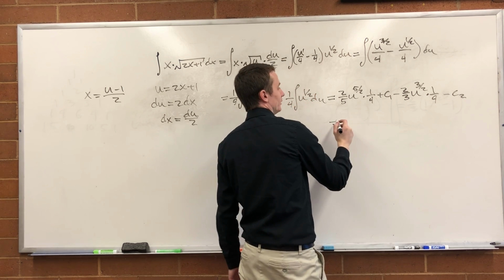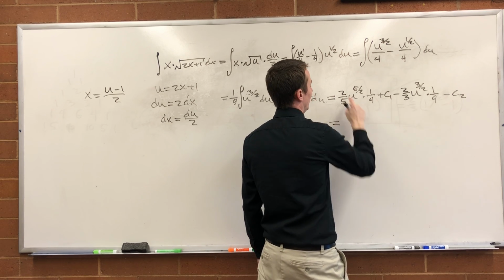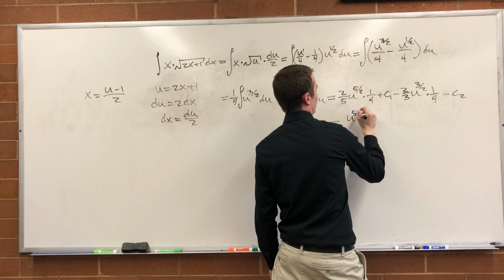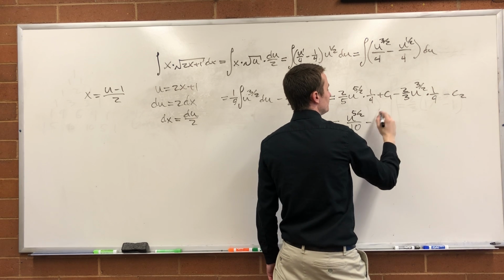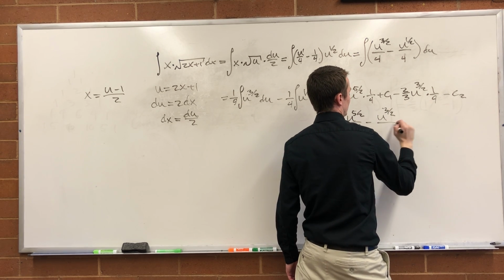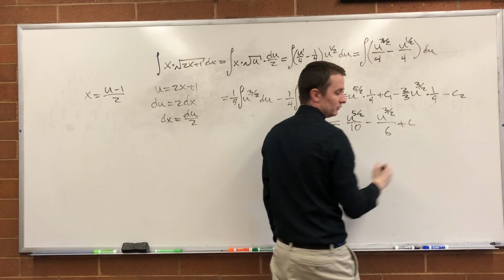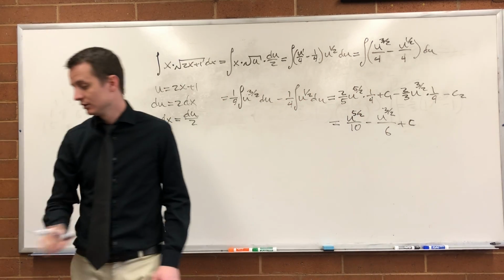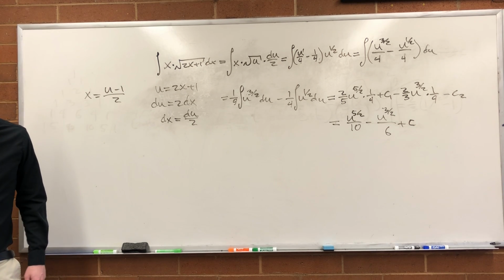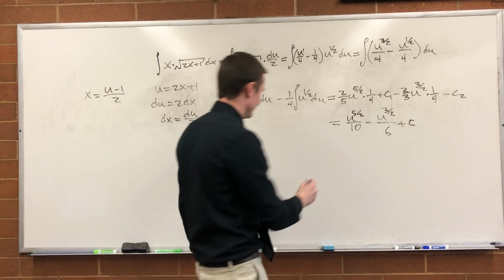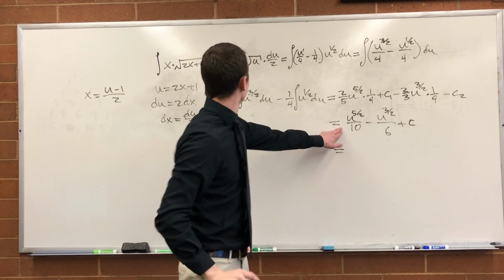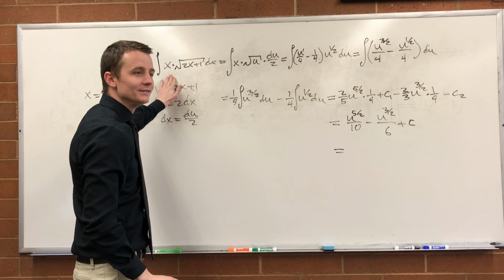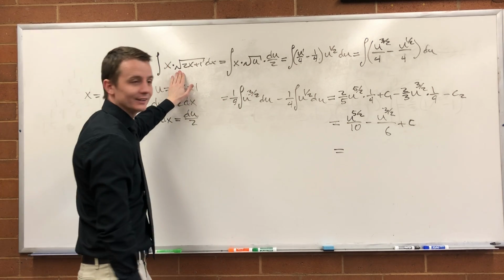Okay, so we can always rewrite this. Let's cancel out here. So we have u to the 5/2 over 10 in the denominator, minus u to the 3/2 over 6 plus some constant C. And that's it? No, that's not it. Obviously, we don't leave our u's in there. This is not the antiderivative of the original, right? If you take the derivative of this, you do not get the original.